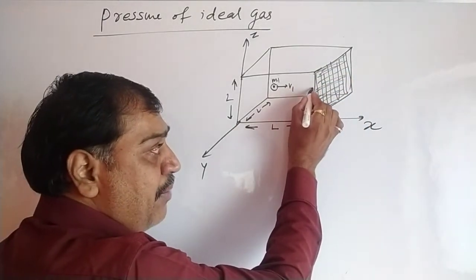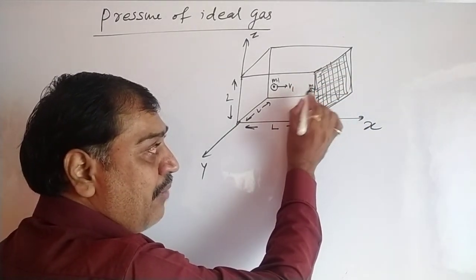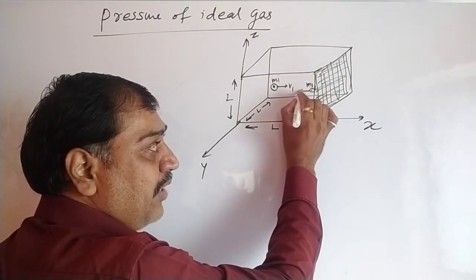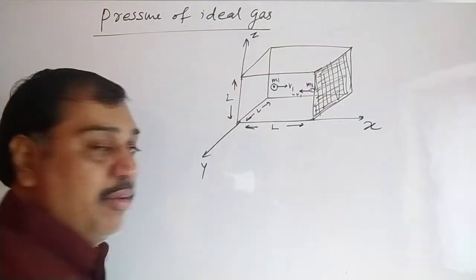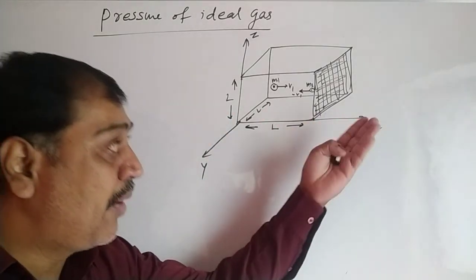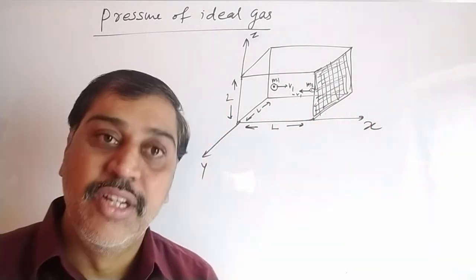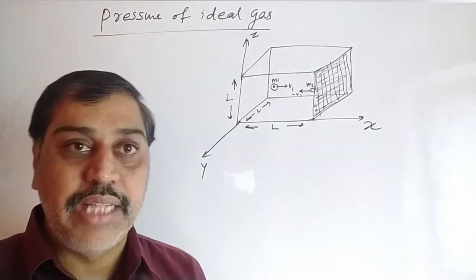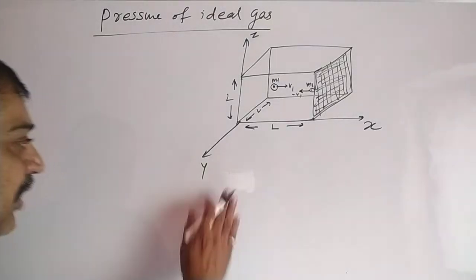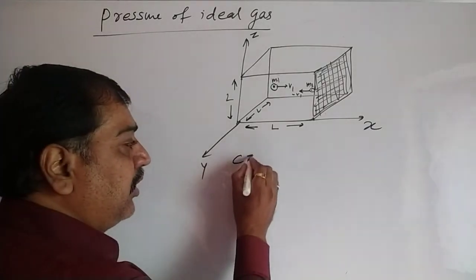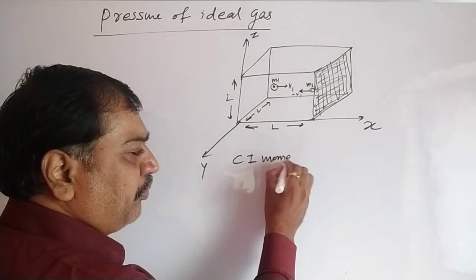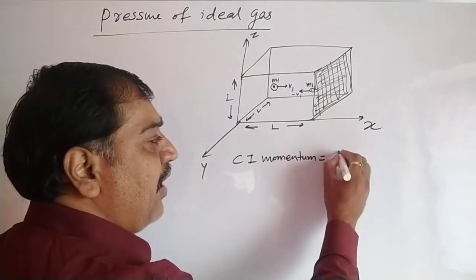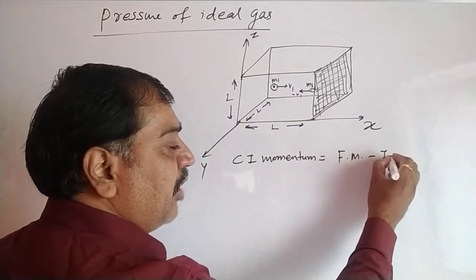After colliding, the same particle gets rebound. The mass remains the same, m1. The mass of the particle never gets changed. The velocity gets reversed, it is minus v1, because initially it was going to the right side, now it is coming to the left side. So after and before collision, there must be a change in momentum. That change in momentum we have to find out. So the change in momentum of the particle when it collides with the face is the final momentum minus the initial momentum.